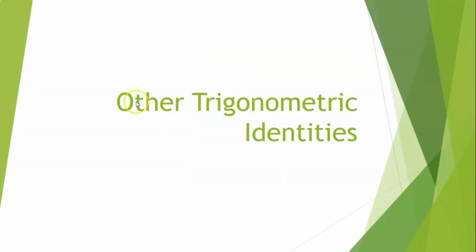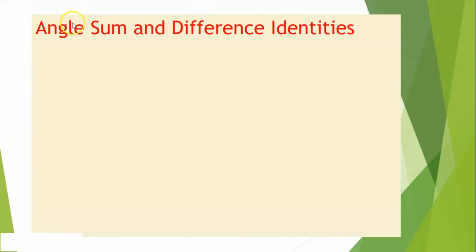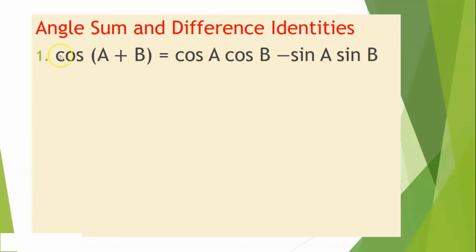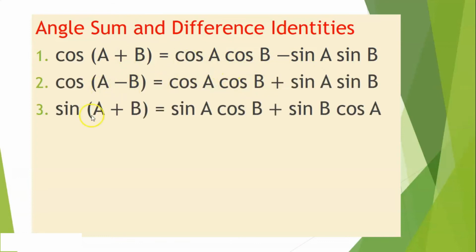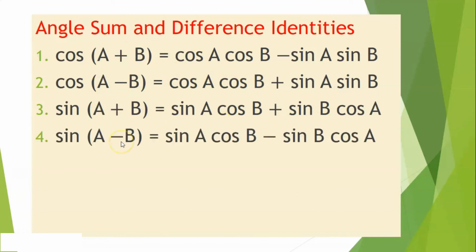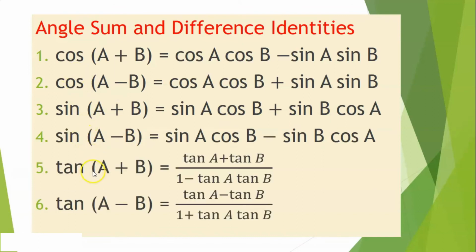Now, let's have the other trigonometric identities. The first one, we have the angle sum and difference identities, or others would call these the sine and cosine identities. So cosine of A plus B is the same as cosine A cosine B minus sine A sine B, and so on. For sine, take note of its corresponding identities. So cosine, sine, and for tangent. Sometimes these are termed the general addition identities.